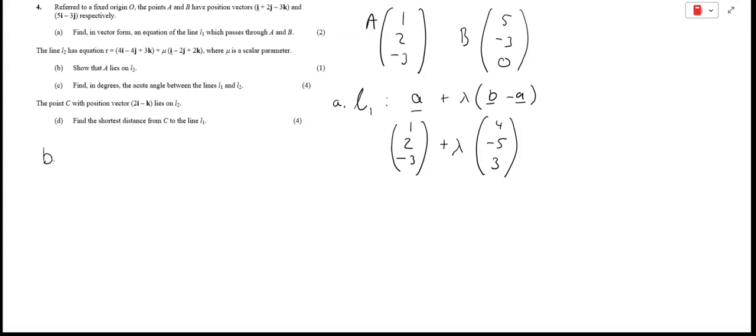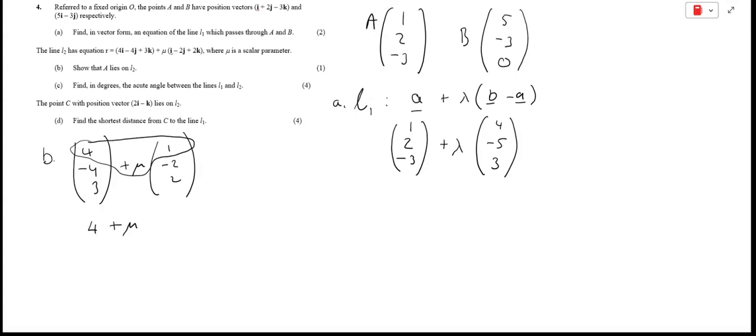they have given us another line, which is 4, minus 4, 3 plus mu (1, minus 2, 2). And they want us to show that A, which is 1, 2, minus 3, lies on this line. If it does lie on this line, then 4 plus 1 mu, so looking at the i component, that has to equal 1. And if that equals 1, that means that mu must equal minus 3.